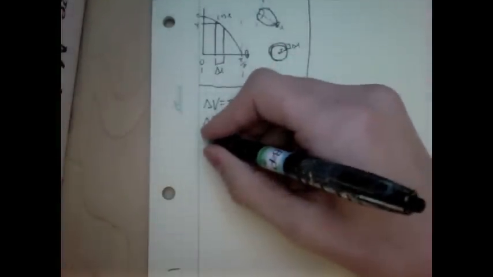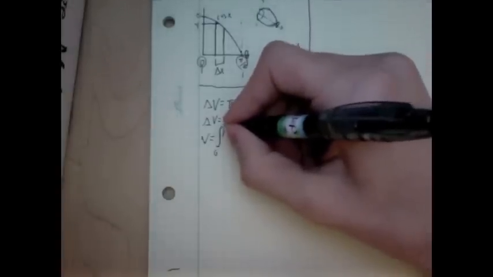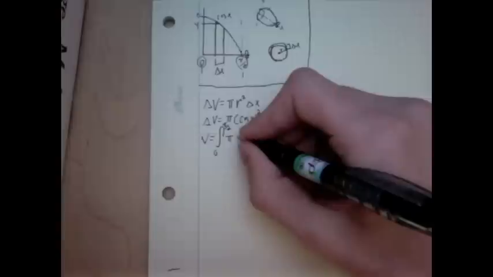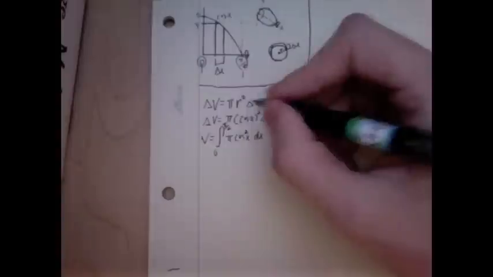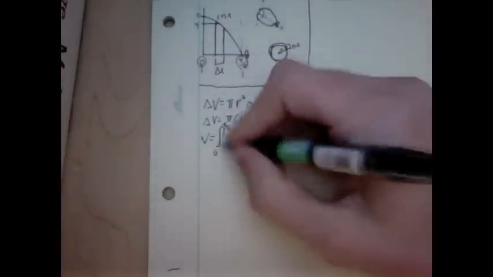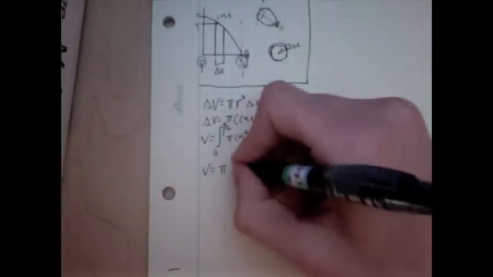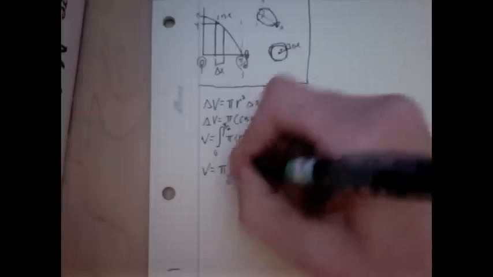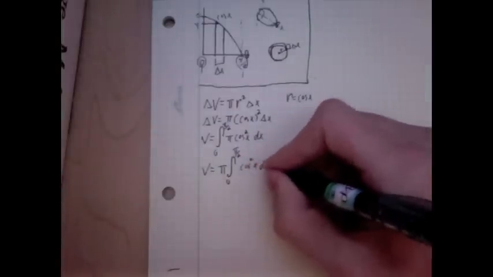Then we want to take the integral, so the volume of the entire thing is equal to the integral from 0 to pi over 2 of pi cosine squared x dx. Since we want to simplify what's inside the integral as much as we can before taking the integral of it, let's just pull the pi out. It's just going to get in the way. V is equal to pi times the integral from 0 to pi over 2 of cosine squared x dx.